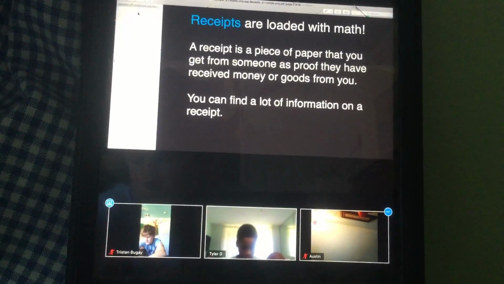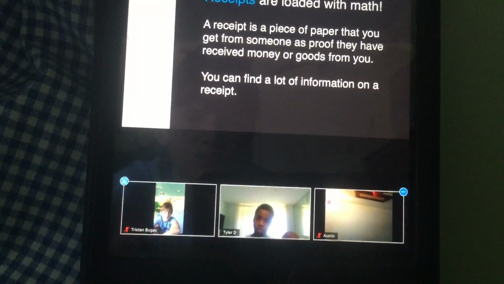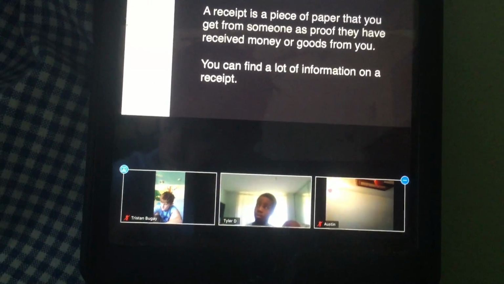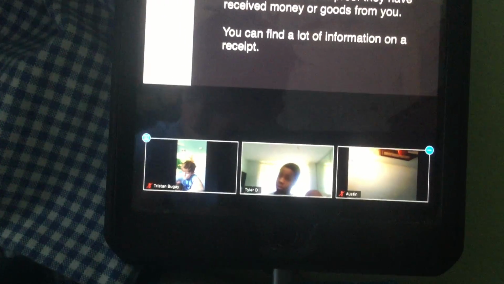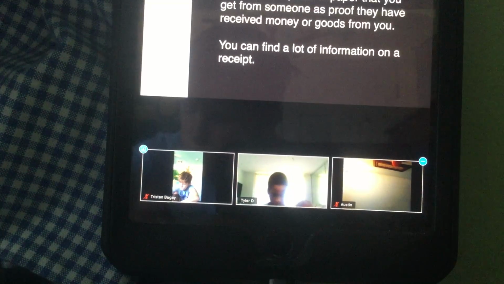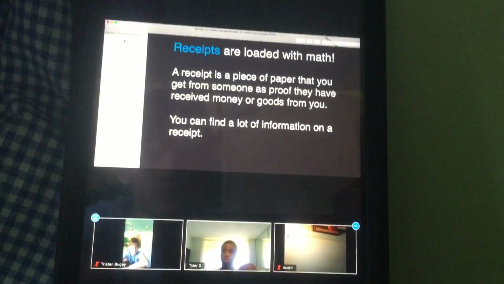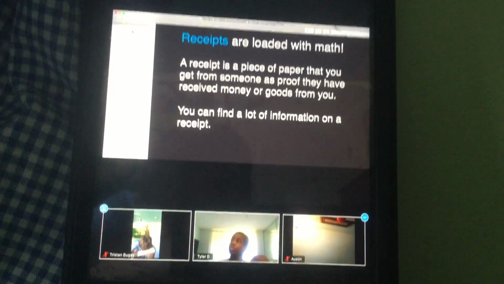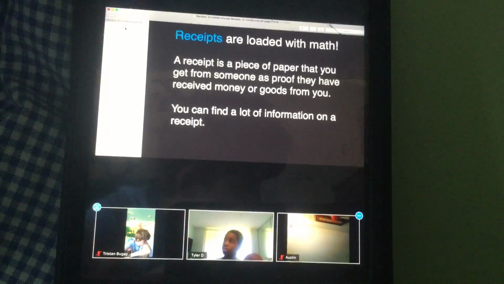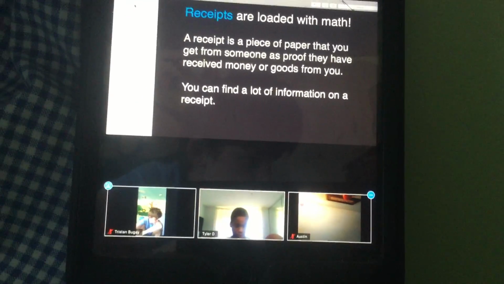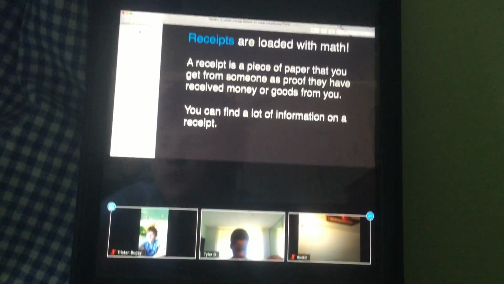Say you got home and you thought you were supposed to have $20 change and you saw they only gave you $10 change. You have to bring your receipt back to the store and then they'll adjust it for you. Does that make sense? Do your parents keep receipts after they go shopping?